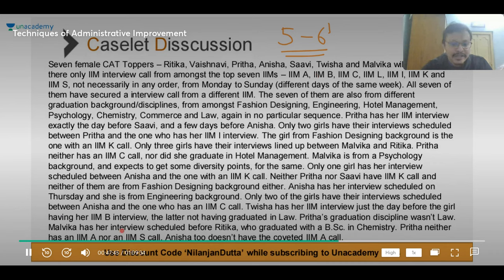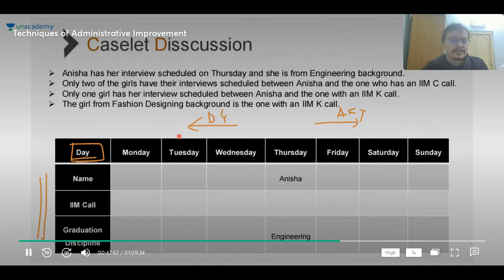So all those things like this happened before, three girls had interviewed between Malvika and Ritika, and so on. All these type of clues become easier to work with if you're using this kind of a multi-parameter set structure.